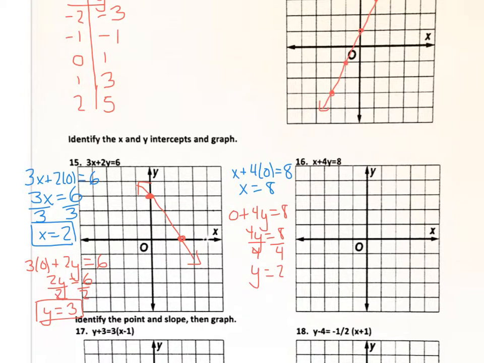So when I go ahead and graph this, I'm going to have 2 on the y-axis, and I'm going to have 8. So let's see, we're at 5, 6, 7, 8. And then we can just go ahead and connect them.